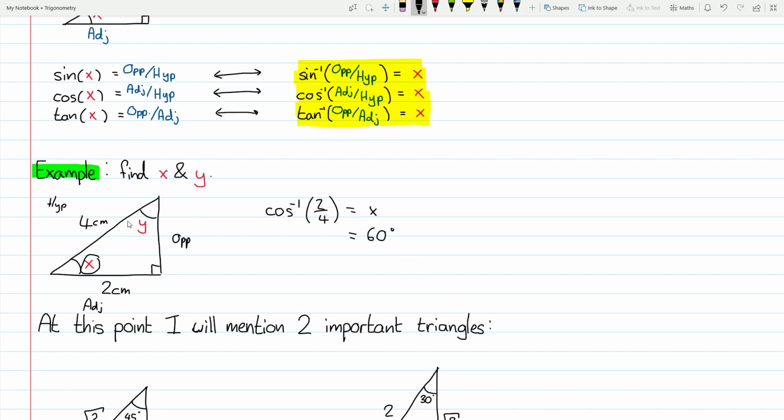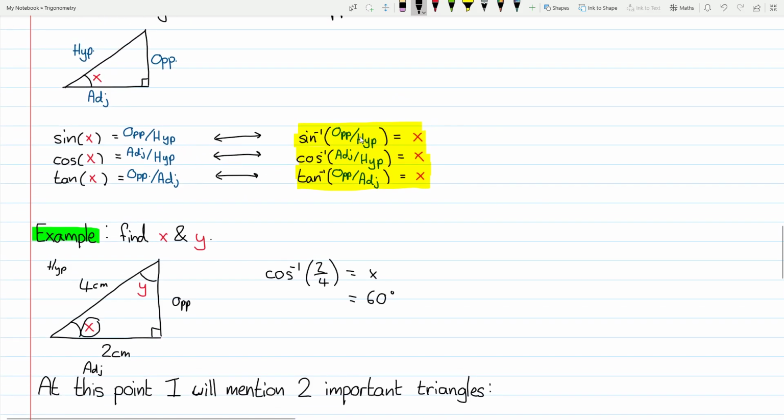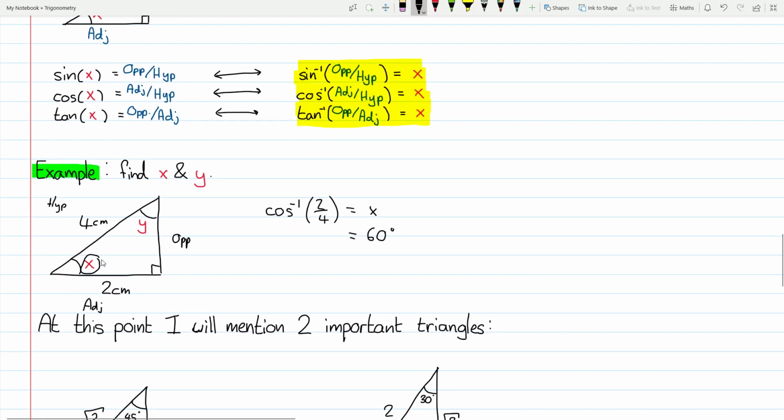So again, what have we done? Well, we've used the inverse trig functions to find angles given two lengths of a right triangle. We've labeled our triangle hypotenuse, adjacent, opposite. We have two pieces of information. We know the hypotenuse and we know the adjacent, so cosine automatically shouts out, and then you just apply the trig function.